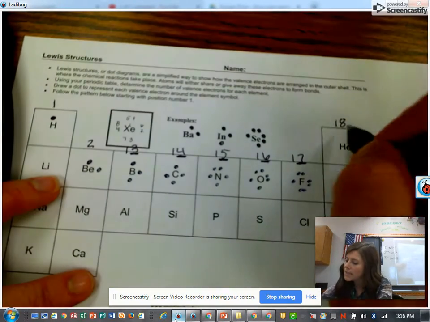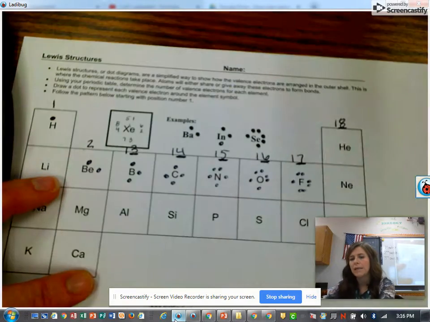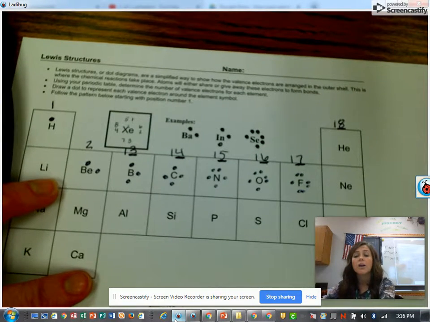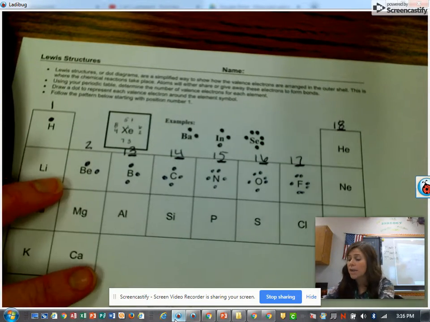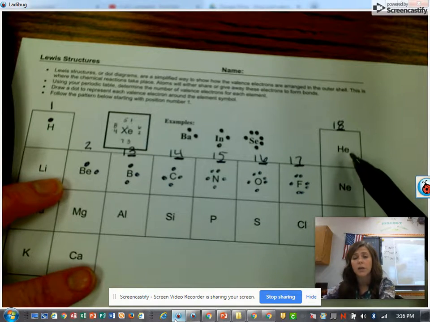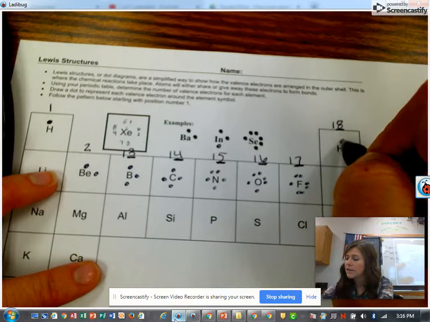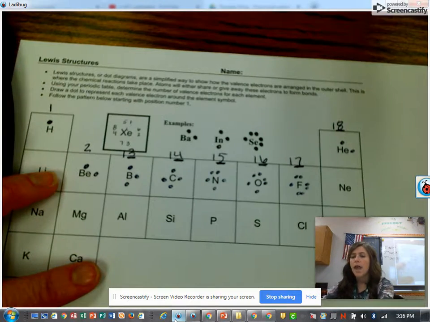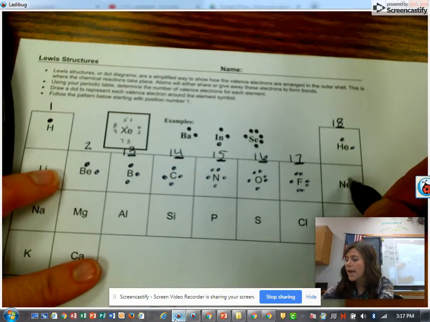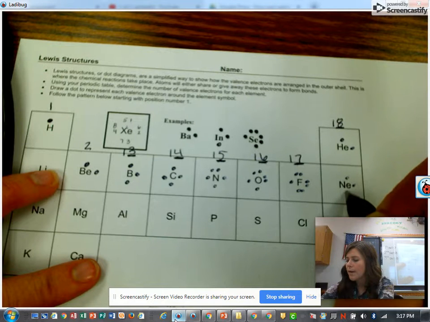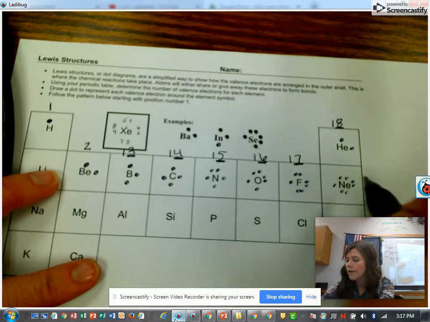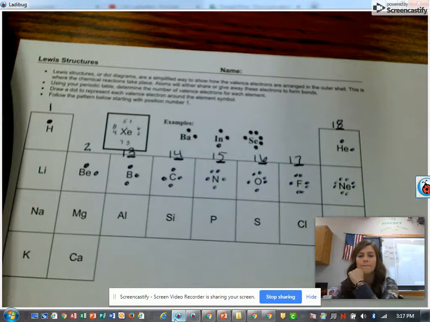And then last but not least, we run into group 18. And group 18 are going to have 8 valence electrons unless you're helium, because we know they only have 2 electrons total. So helium will look something like this. And then neon will have to draw 8, and we'll just follow that pattern around, so that we have 8 dots or 8 valence electrons around neon.